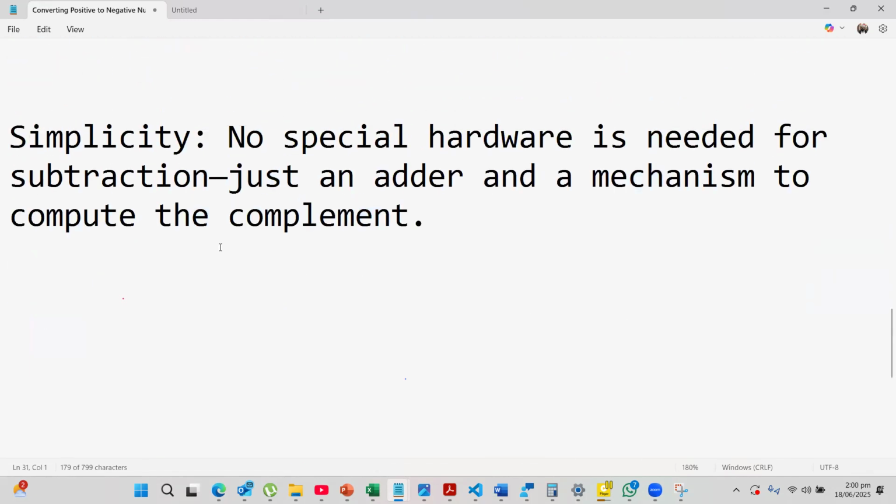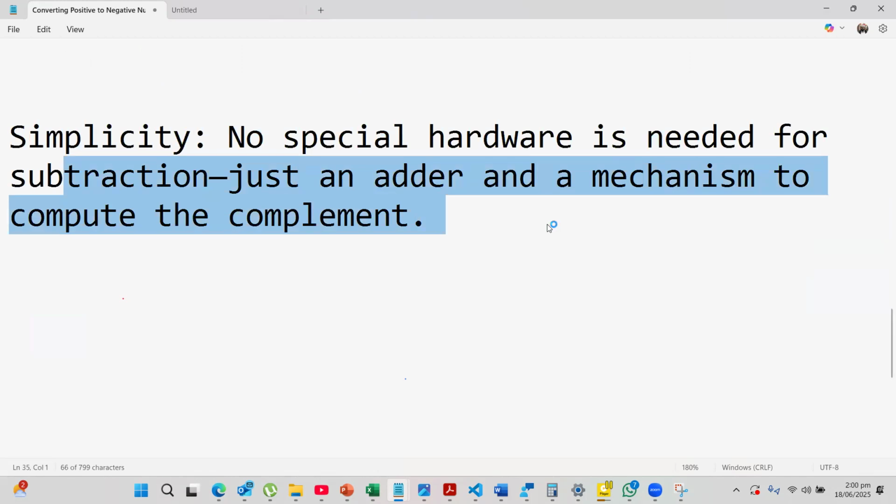And the third one is that it is simple. If I want to make a negative number, change everything and then just add one. How simple can you get? How difficult is that? The simplification of it is very, very nice. You don't need to create a mechanism to do that. You can just use what you have. Are we okay with that?